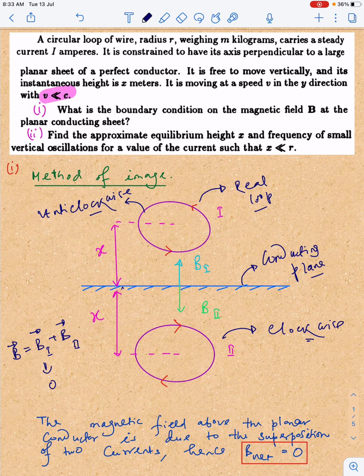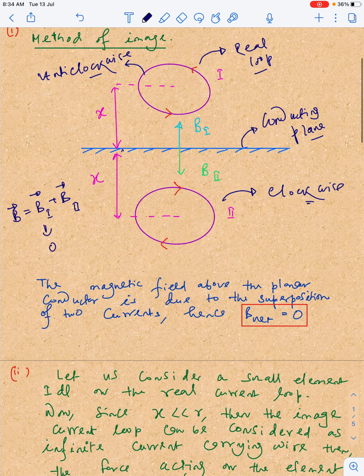The questions they are asking: what is the boundary condition on the magnetic field B at the planar conducting sheet? That is question number 1. And second, find the approximate equilibrium height x and the frequency of small vertical oscillations for a value of the current such that x is much less than r. So one by one, let's proceed.